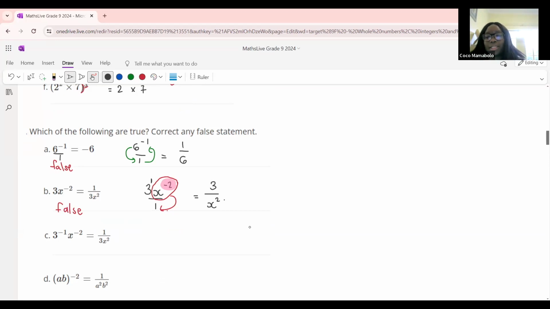What are we thinking? Ilham says false. Oratile says true. Think about what we've just done in question B. Angel says false. Okay, let's have a quick look. I'm going to write it out. 3 to the power of -1 and x to the power of -2. Do you see how both of these things have negative exponents? So if we put them over 1, which one are we flipping? One of them or both of them?